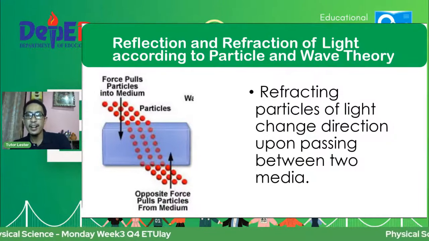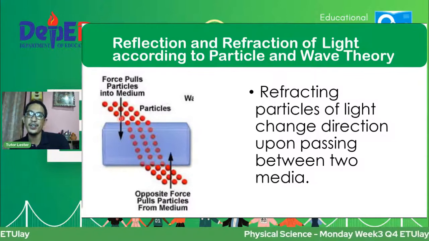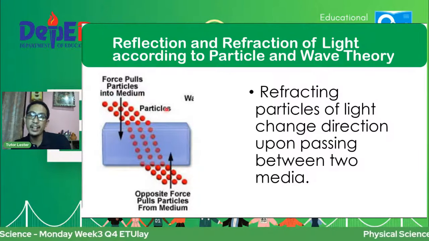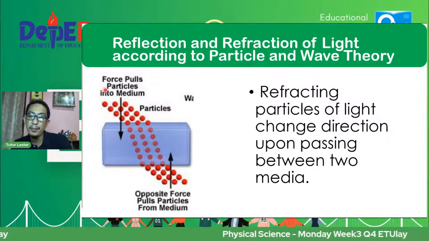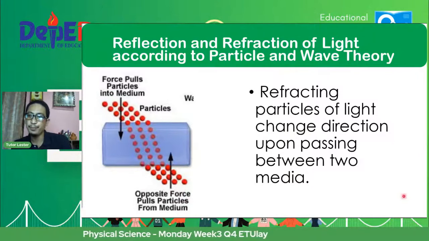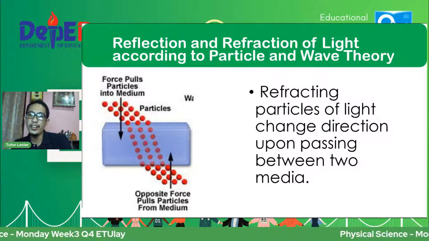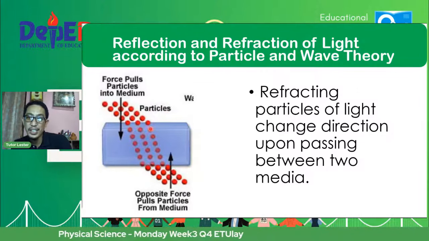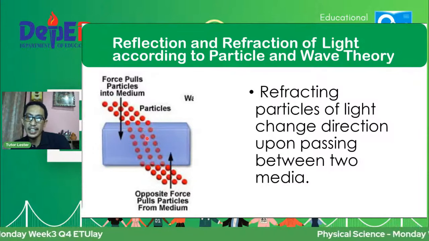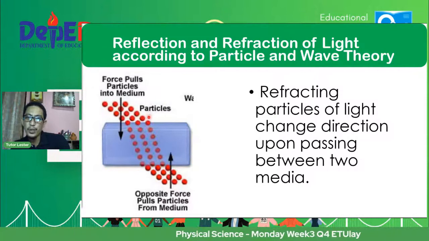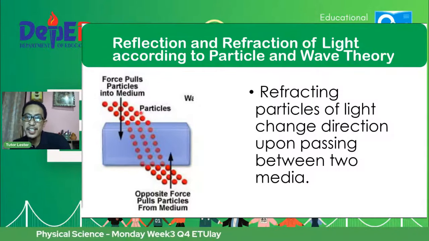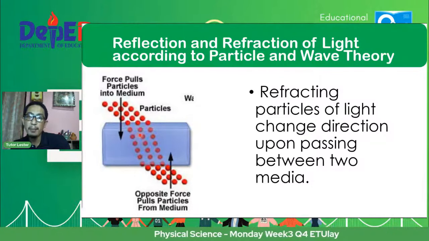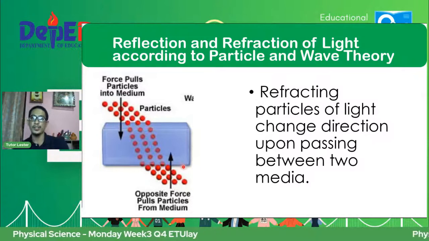As a particle, refracting particles of light should also change direction. Like the wave, light as a particle should also change direction upon passing between two different media, for example from air to water. It is suggested in this theory that there is a force perpendicular between the second and the first medium. That force changes the speed of light as it enters the second medium, resulting in the bending of the light particles.